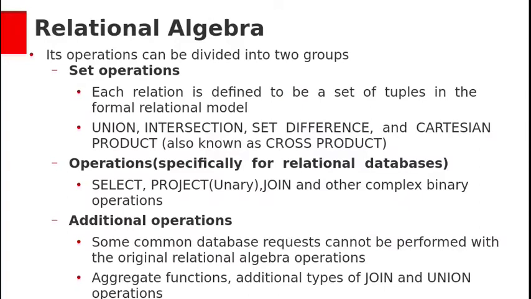Relational algebra operations mainly can be divided into two groups. First, set operations: union, intersection, set difference and Cartesian product. Second, relational database specific operations: select, project, join and other complex binary operations. Some common database queries cannot be performed with above two operations. For this purpose, some more additional operators are defined. They are aggregate functions, additional type of joins and union operations.